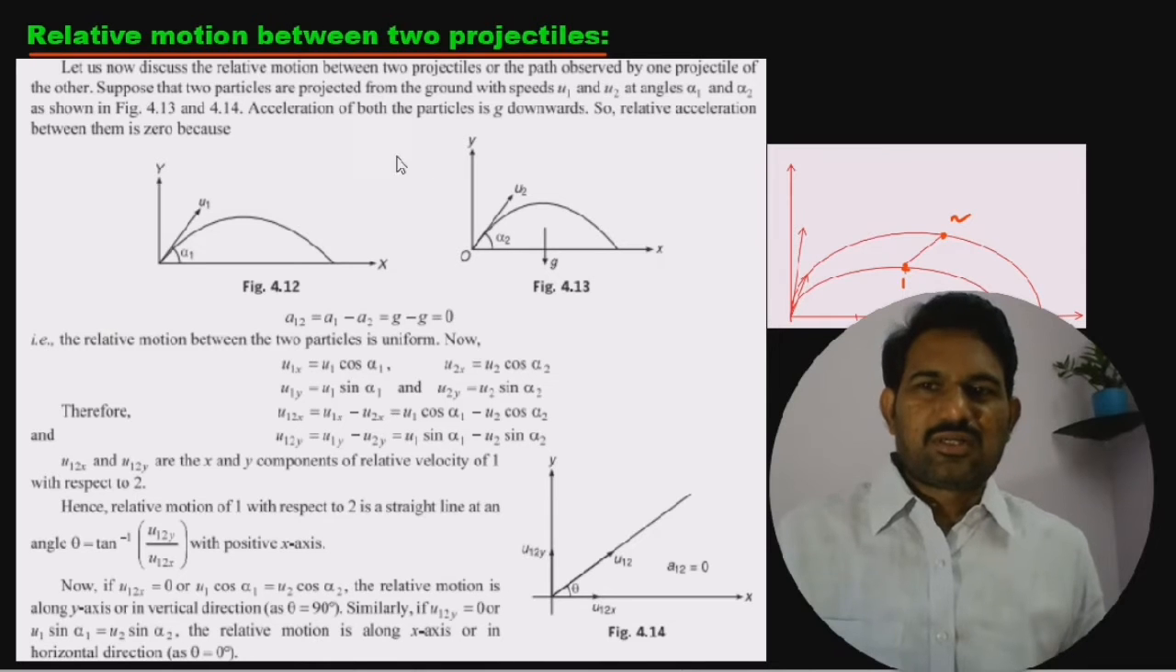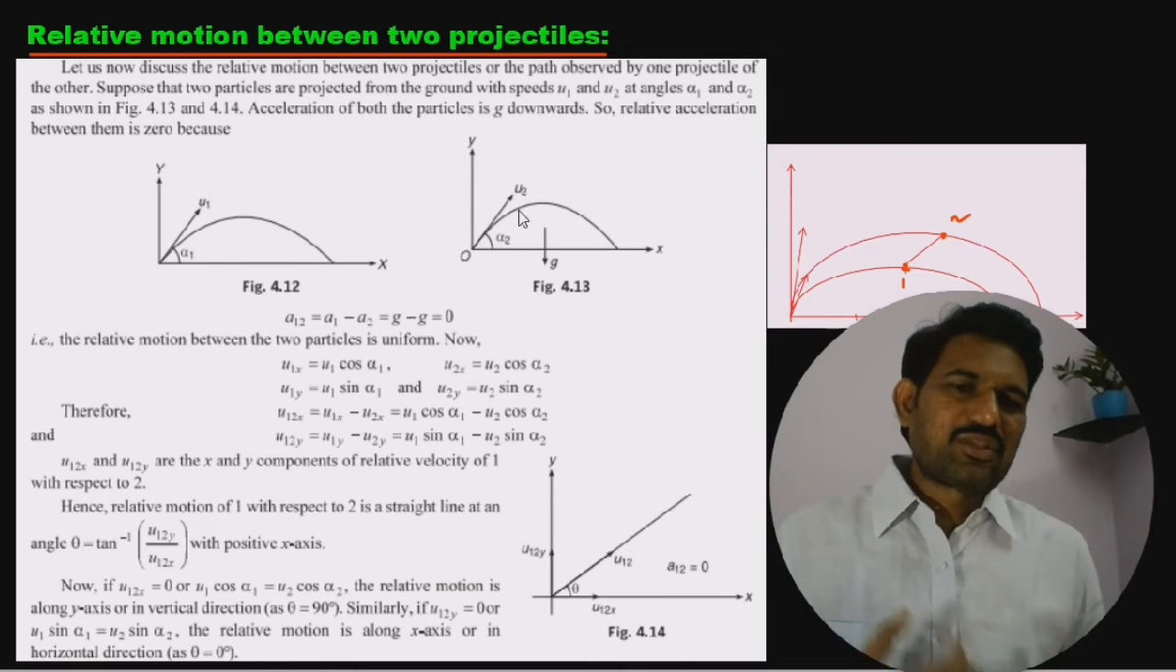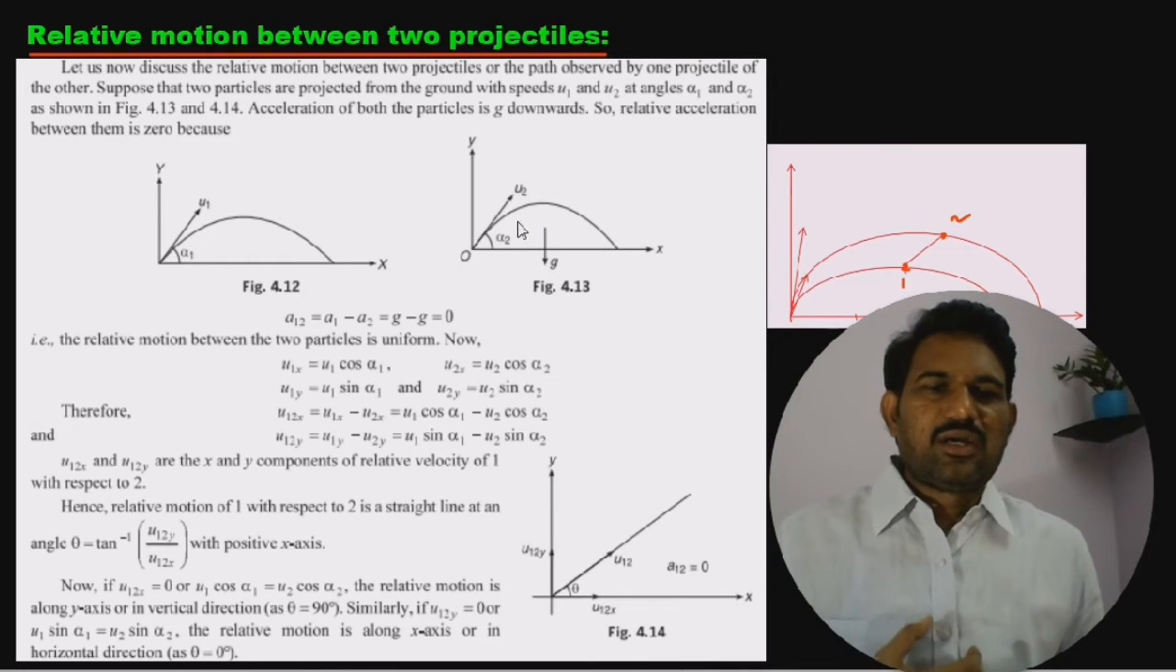Relative motion between two projectiles. There will be some theoretical questions based on that. When you are observing one projectile from the other projectile, what will be the nature of that path? How does it appear to be moving if you are observing from another projectile? For that we are considering these two projectiles like this.